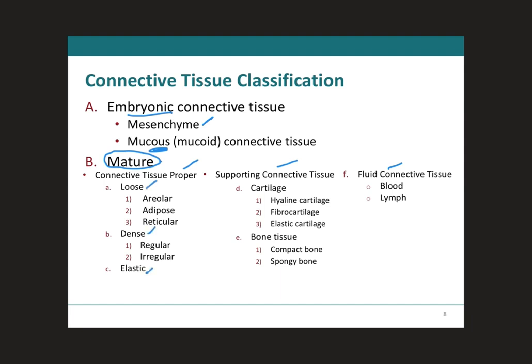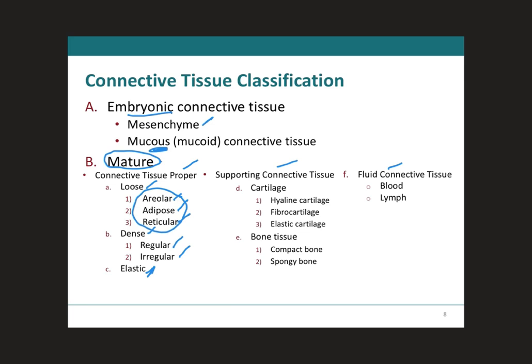These are found between many organs, where they act both to absorb shock and bind tissues together. They also allow water, salts, and various nutrients to diffuse through adjacent or embedded cells and tissues. Loose connective tissue proper can be divided into three additional subtypes: the areolar, the adipose, and the reticular. The dense can be divided into regular and irregular. The last type of connective tissue proper is the elastic connective tissue.